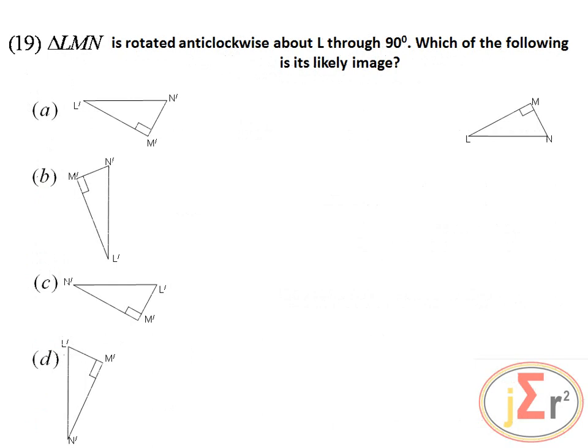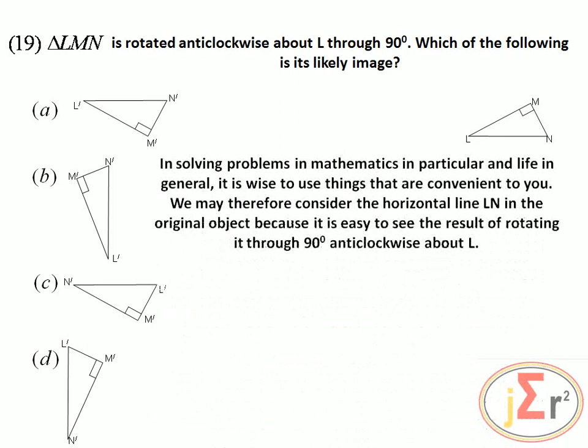Triangle LMN is rotated anticlockwise about L through 90 degrees. Which of the following is its likely image? In solving problems in mathematics in particular and life in general, it is wise to use things that are convenient to you. We may therefore consider the horizontal line LN in the original object because it is easy to see the result of rotating it through 90 degrees anticlockwise about L.